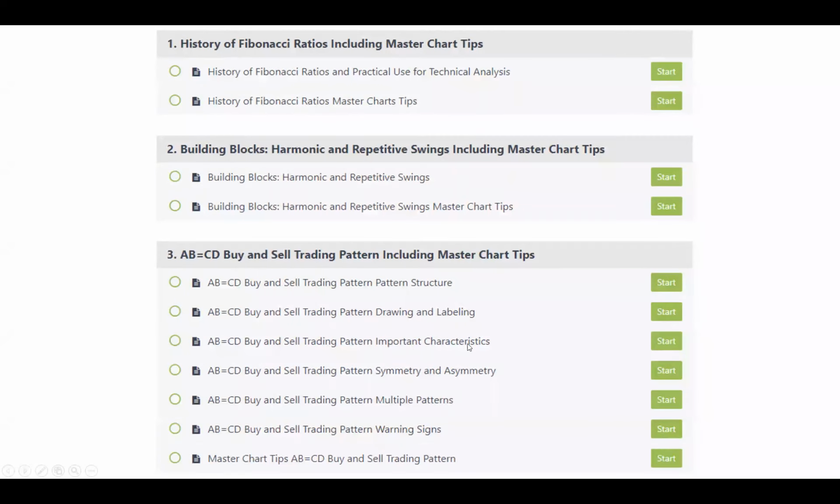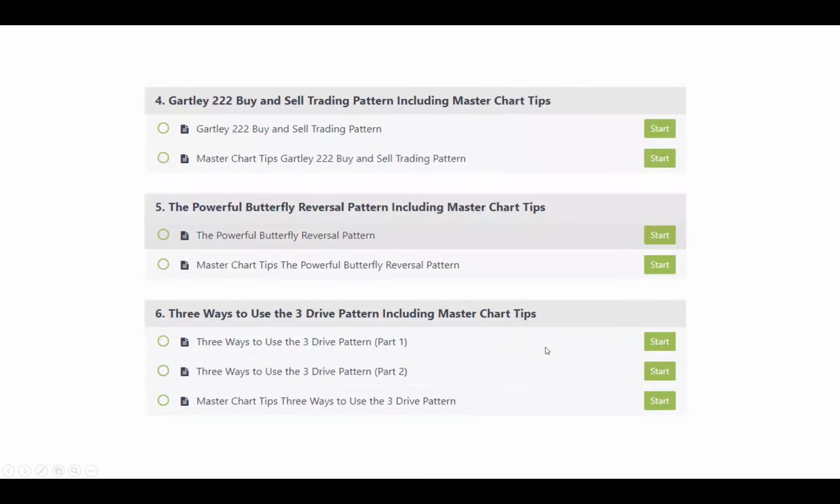I'm going to teach you about the important characteristics of the pattern and the symmetry and asymmetry, which is important to learn. And also, as we looked at a couple examples, one large pattern can also have smaller multiple patterns within it. And there are also warning signs with these patterns that you've got to learn. And also, back to the master chart tips, where I go to my charts and show you all of this information, what that looks like on live charts in different markets.